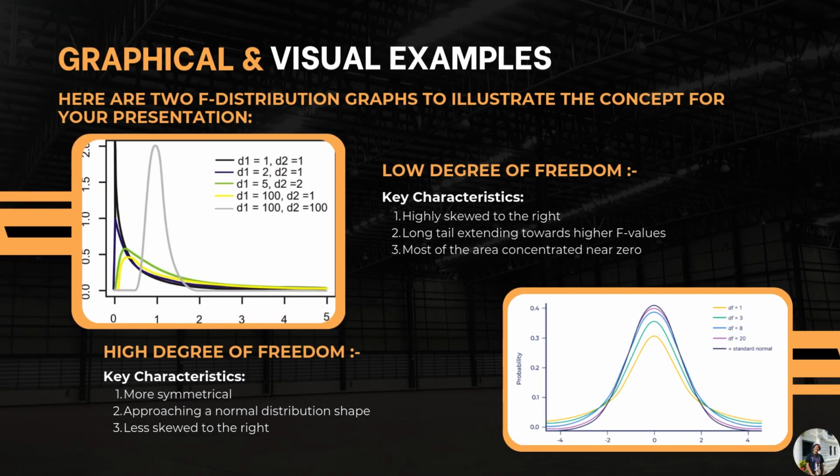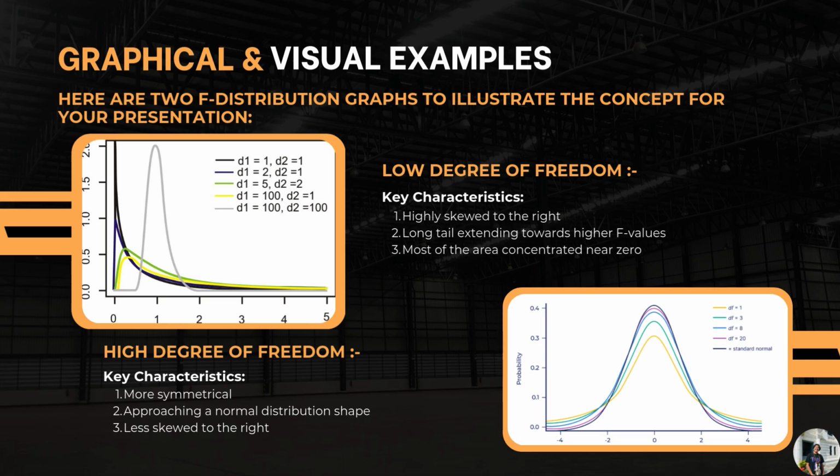Here are some examples to analyze the graphical representation of the F distribution with different degrees of freedom. There are two key cases. First is low degrees of freedom and second is high degrees of freedom. In low degrees of freedom, the distribution is highly skewed to the right. It has a long tail, meaning large F values are possible but occur less frequently. Most of the area under the curve is concentrated near zero, which shows that small F values are more common.